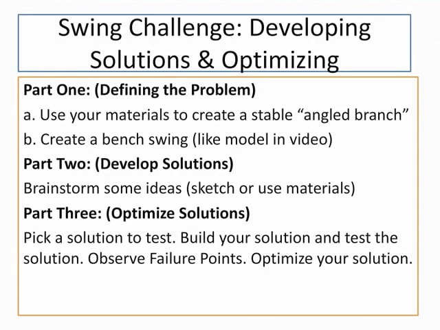So here are some recommendations for some steps you might want to use. Whatever materials you've pulled together, the first thing you might want to do is to create that angled branch, and then to create a swing, a bench type of swing. And then you really want to start to think about, okay, what could we do to this model so that the swing would not wobble that way, like we noticed in the video that I played. And then once you have something that seems to be working a little bit, try to optimize that. How could you make it even better so that it meets the criteria that we talked about in the last slide?